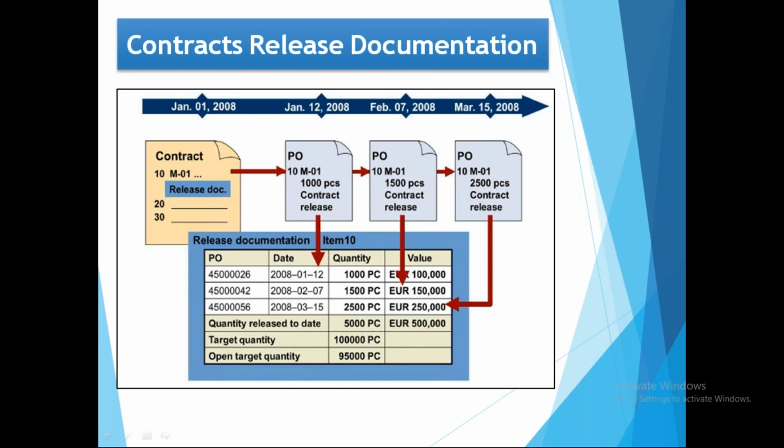and you can see what quantity you have ordered so far, what your total target quantity is, and what your open quantity is. Everything the system will show in the contract. This information you can see in the contract. This I will show in the system. So all the release orders documentation you can see in the contracts.